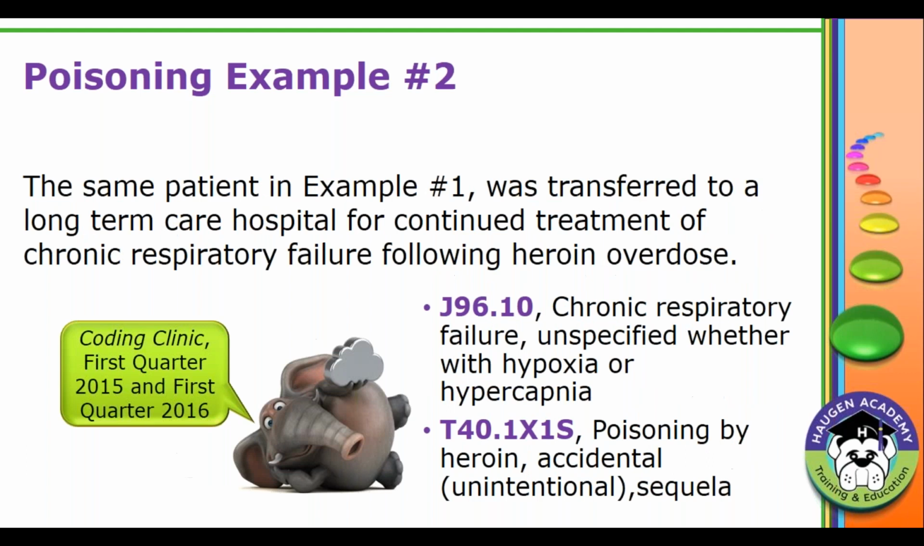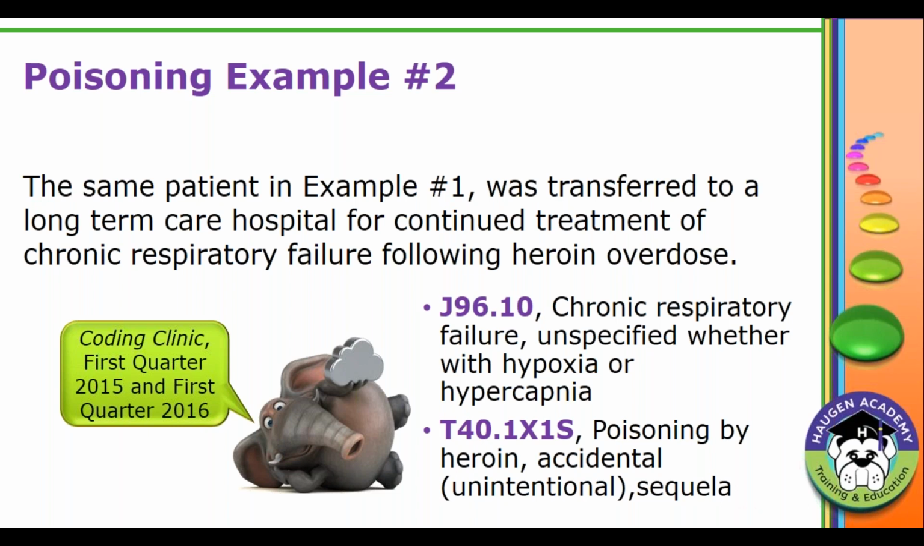Now, this next example was taken from a Coding Clinic, and this one kind of blew my mind. Once again, our jobs are really hard because we've got this coding guideline that says that poisoning codes always go first, but then we have this patient, who is the same patient as in our previous example. He's done with his acute care, and now he's being transferred to long-term care for continued treatment of his chronic respiratory failure following a heroin overdose. And Coding Clinic says you put your J code first for the chronic respiratory failure, and then a poisoning code with the sequela 7th character.